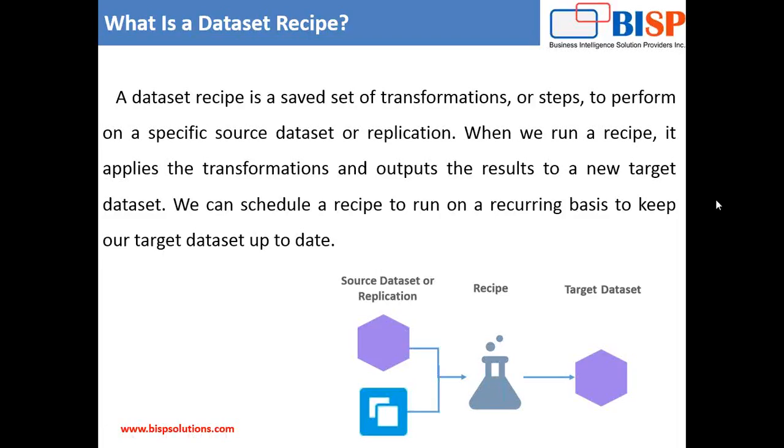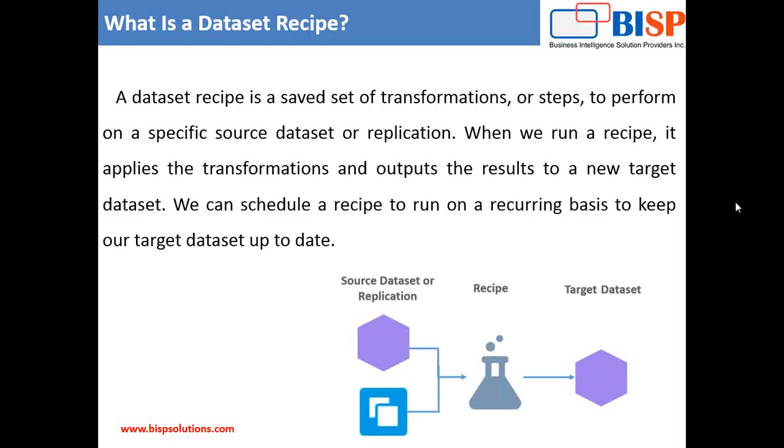With the help of dataset recipe, we can create a recipe, apply transformations onto it, and whatever result we get, we can create a new dataset based on the resulting dataset. We can also schedule a recipe to run on a recurring basis to keep our target dataset up to date. By using a recipe, we can combine data from different data sources. We can modify the field values, which ensures consistency in the new dataset which we are going to create.